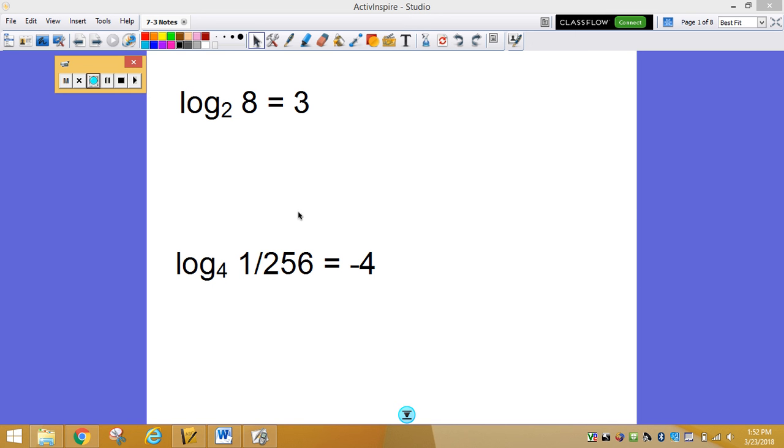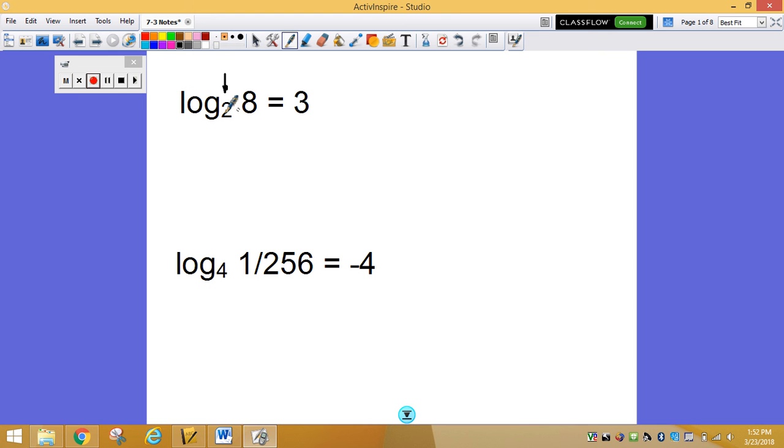Okay, so this lesson is all about logs. So we're going to start just by changing an equation written in log form to exponential form. So it's actually pretty easy. This little number right here, this is called the base.